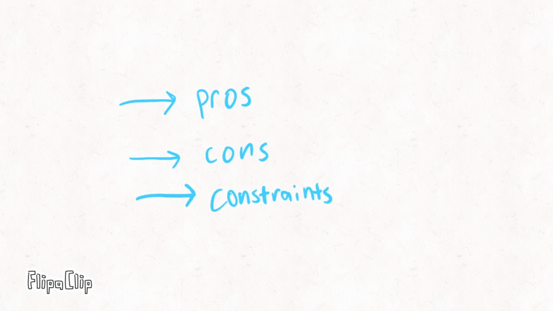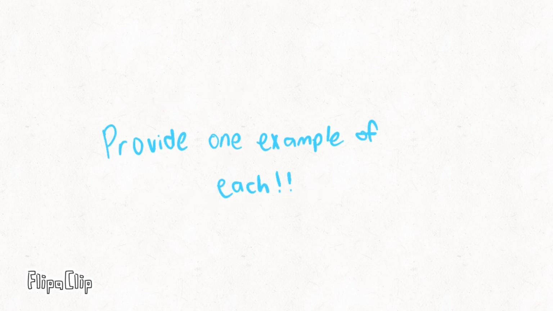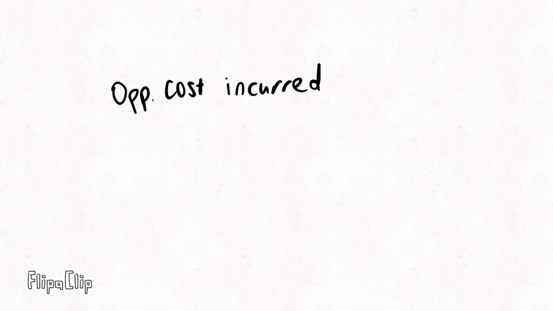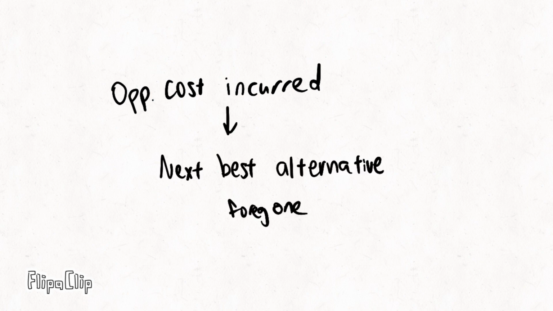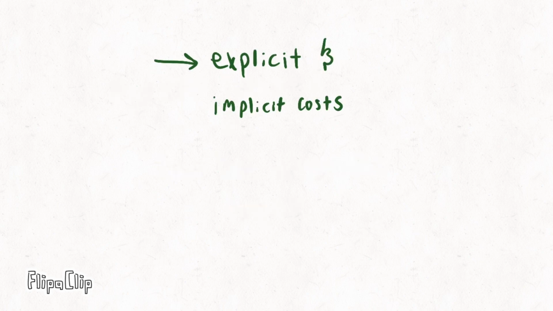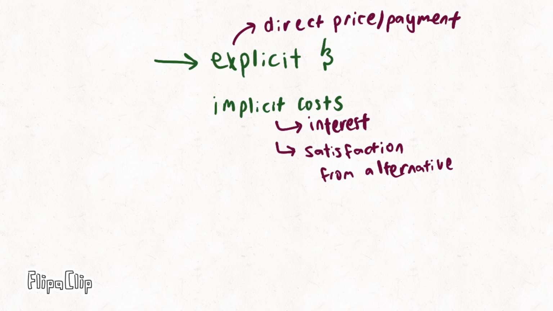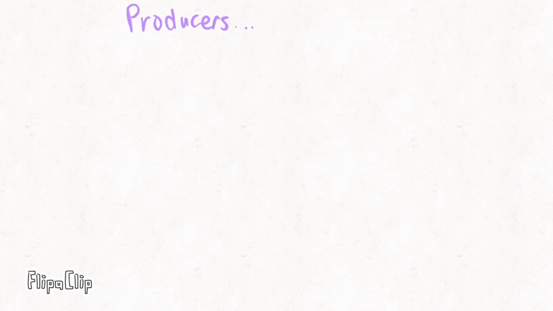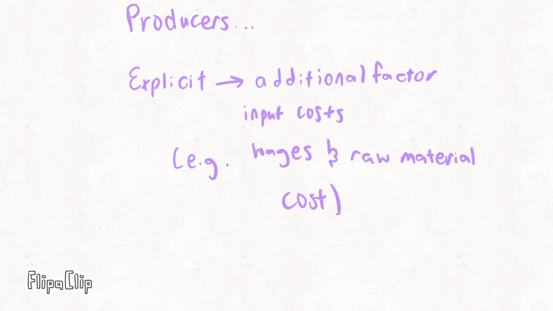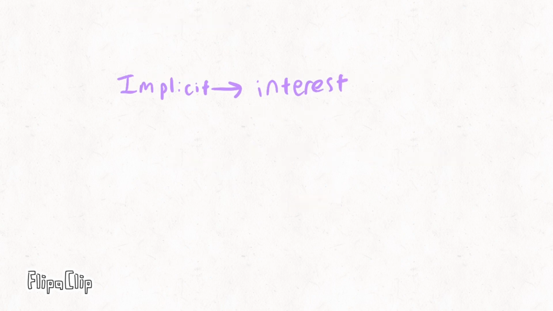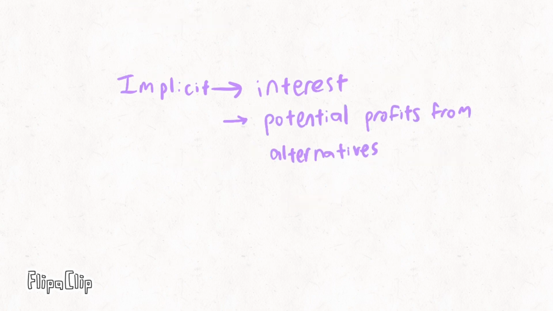Now, it's super important to remember to compare the pros, cons, and constraints. You should also provide one example of each in your answer. There's also opportunity cost, which is the next best alternative foregone. This includes implicit and explicit costs, such as direct payment of an item, as well as the interest fees, satisfaction from consuming an alternative good, and the time spent to select the item which could have been used on an alternative. For producers, on the other hand, explicit costs may be additional factor input costs such as wages and raw material costs. Implicit costs may include interest fees and potential profits gained from producing and selling an alternative product.